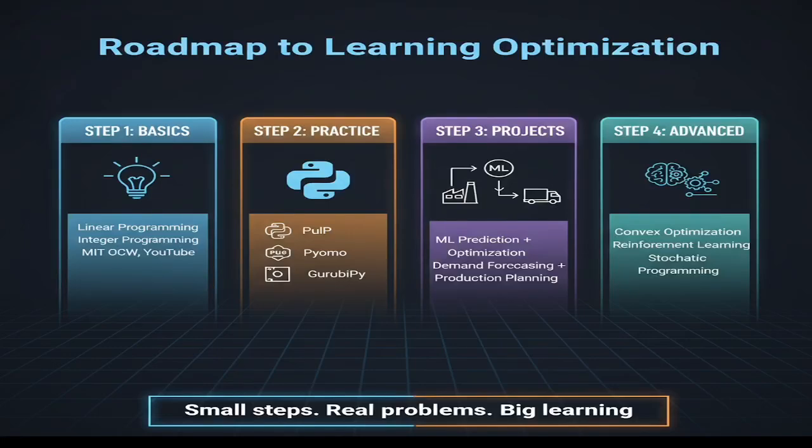And the next thing is practicing. Practicing optimization is really important. There are multiple tools you can use to practice mathematical optimization. Basically I will recommend these three tools. First one is PuLP. This is a Python library you can use for linear optimization. The next one is Pyomo. It is also a good library in Python you can use.